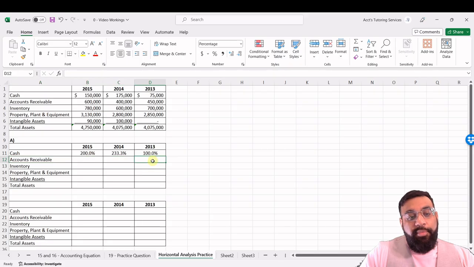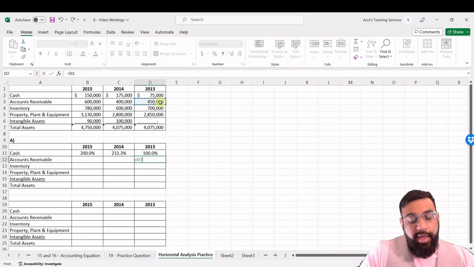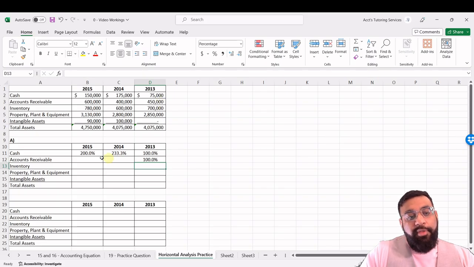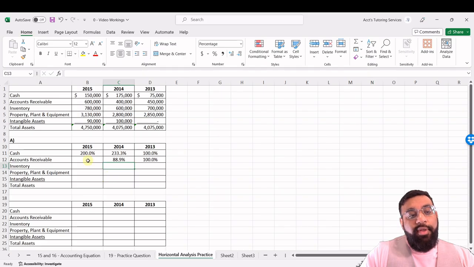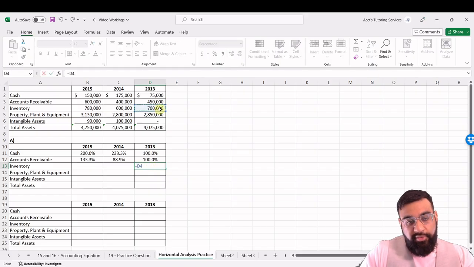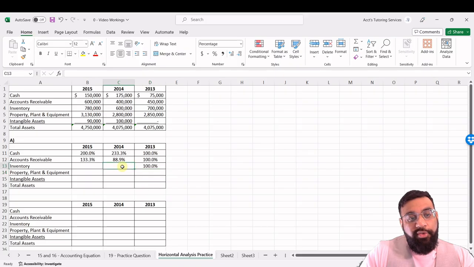Then for accounts receivable, I'm going to do the 450,000 divided by the 450,000 to arrive at 100%. Remember, the formula is going to be the analysis year divided by the base year. So for accounts receivable 2014, the analysis year is 400,000 divided by 450,000, the base year, which is 88.9%. Then for 2015, the analysis year is 600,000 divided by the base year, which is 450,000, is going to give us 133.3%.